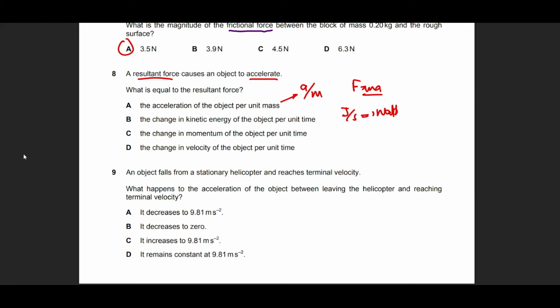Change in momentum of the object per unit time. Now this could be a force that is equal to delta p by delta t. This is one of the forces. The change in velocity of an object per unit time: a change in velocity divided by change in time is actually acceleration. He's asking us about the resultant force. So the option that is the closest representing any force or resultant force for that matter is option C.